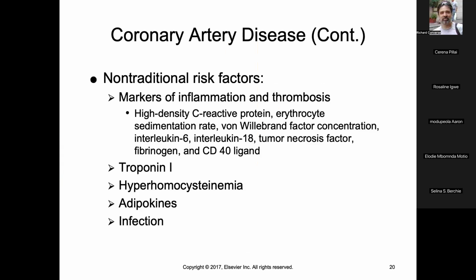Okay. Non-traditional risk factors are markers of high-density C-reactive protein, erythrocyte sedimentation rate, von Willebrand factor concentration, interleukin 6 and 18, TNF, fibrinogen, CD40 ligand. Okay. So let's talk a little bit about this. This is when we're talking about hyperhomocysteinemia. This is a medical condition that occurs when the body has abnormally high levels of homocysteine, an amino acid.